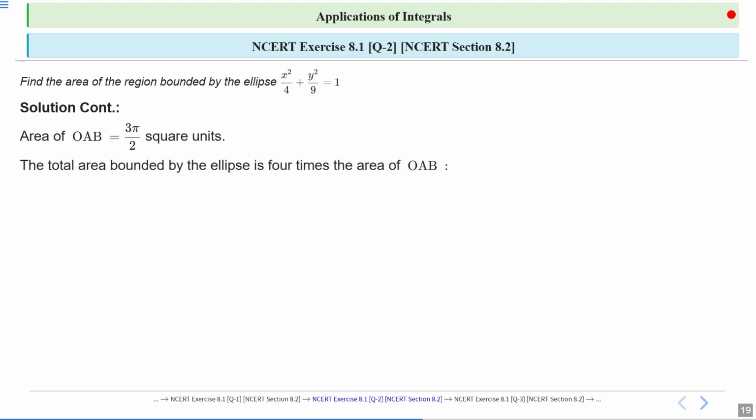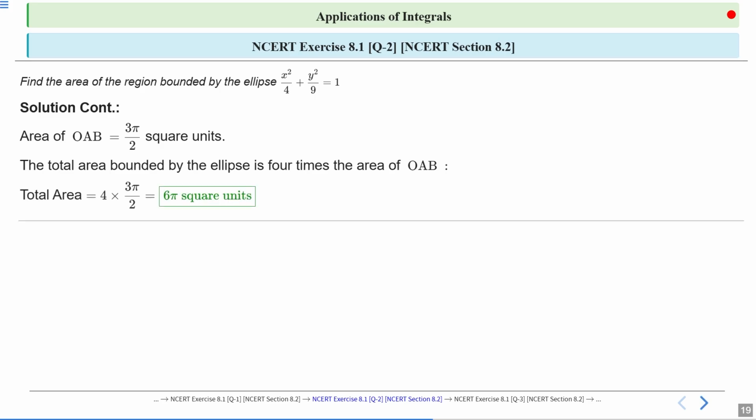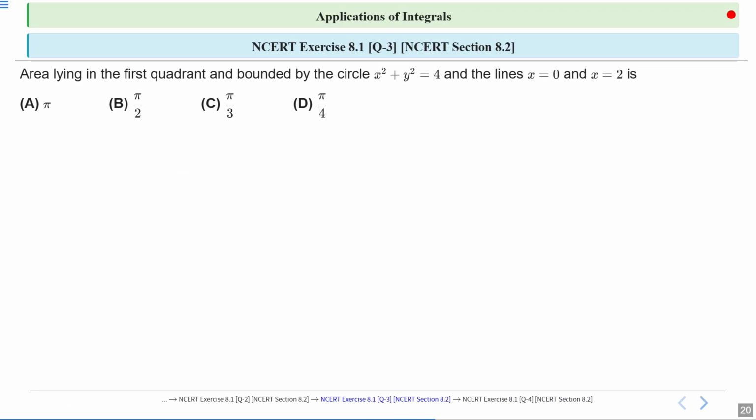And to calculate the total area bounded by the ellipse, it is 4 times the area of OAB. So total area is 4 into area of OAB, that is 3 pi by 2. So the total area bounded by this ellipse is 6 pi square units. Clear?